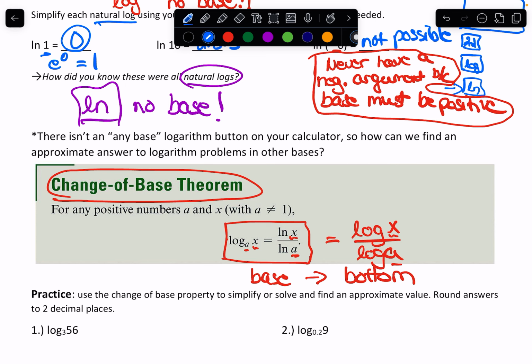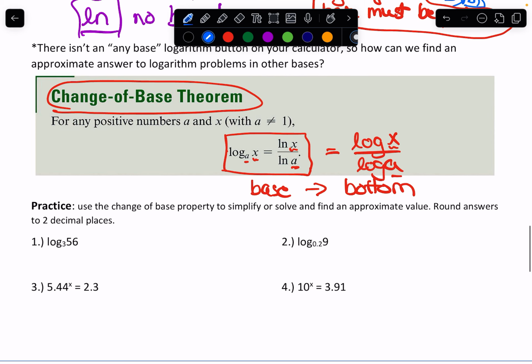Okay, so practice. Use the change of base property to simplify or solve and find an approximate value. Round answers to 2 decimal places. So we're gonna first do it with the common log. So common log of 56 over the base common log of 3. And when we do this, we get 3.66 on the calculator.